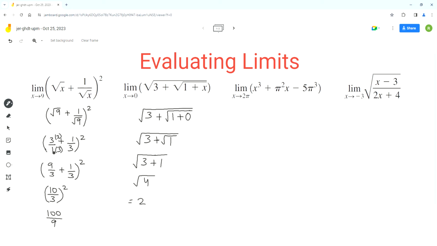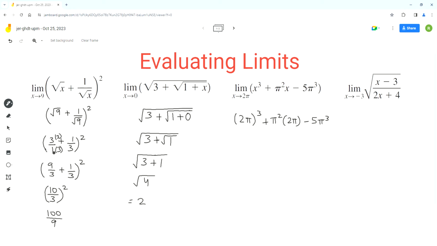Here we have to find the limit as x approaches 2 pi. So again we can use the substitution method. So we can sub in x as 2 pi. So we get (2 pi) to the power 3, because the first term is x cubed, and the second term is pi squared x. So we get pi squared times 2 pi, because x is equal to 2 pi, and then minus 5 pi cubed. We cannot change that because there is no x in this term.